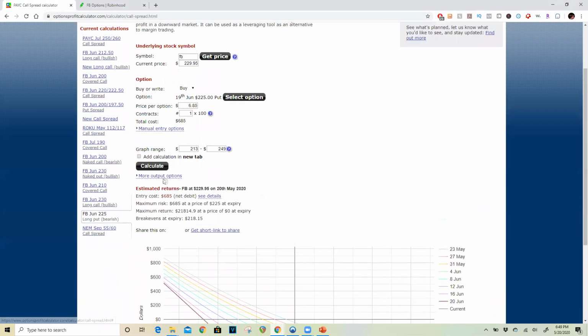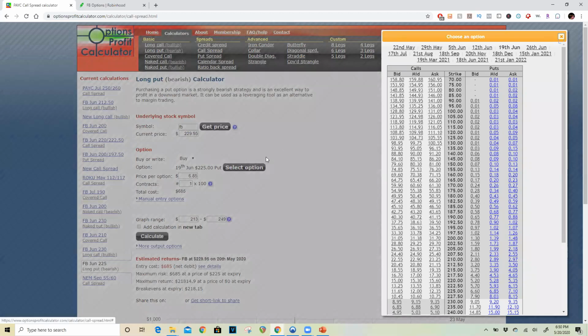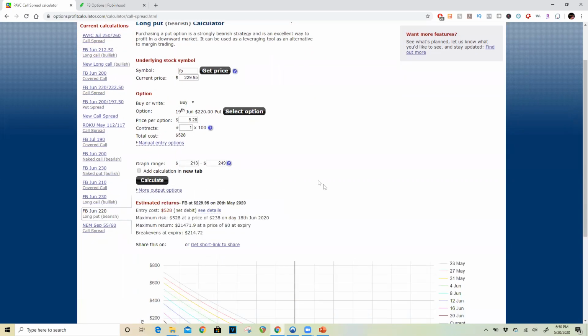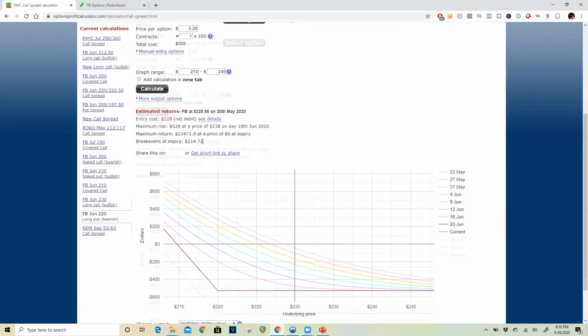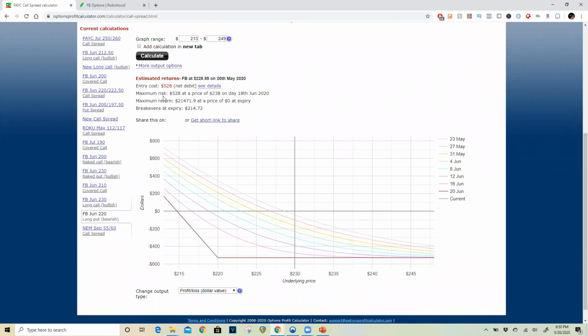So I put a long put option here. Again, you just click on long put here. Let's look at Facebook again. Go to select option, same June 19th. Now let's say you're betting that the stock price would be below $220 by June 19th. Hit calculate. And now you see that the break-even price is $214.72, which is $220 minus the price of the option, which is $5.28. At any price below that break-even price, you start making a profit.